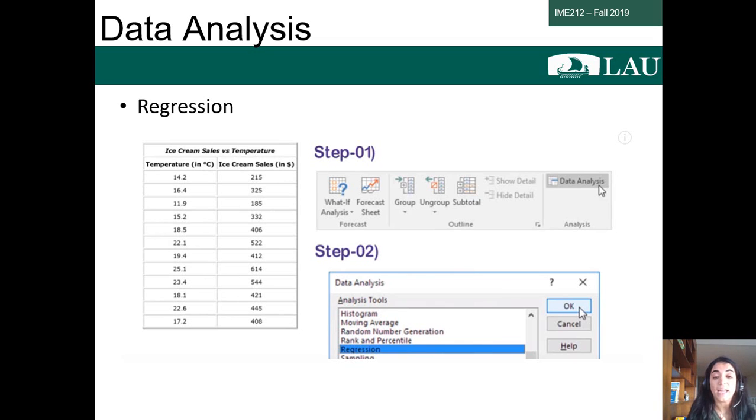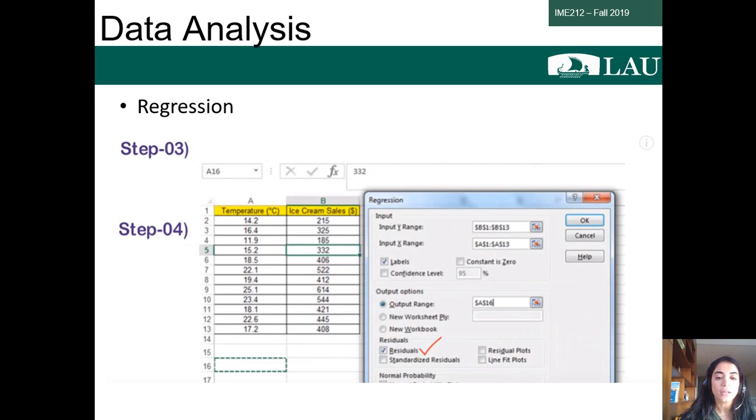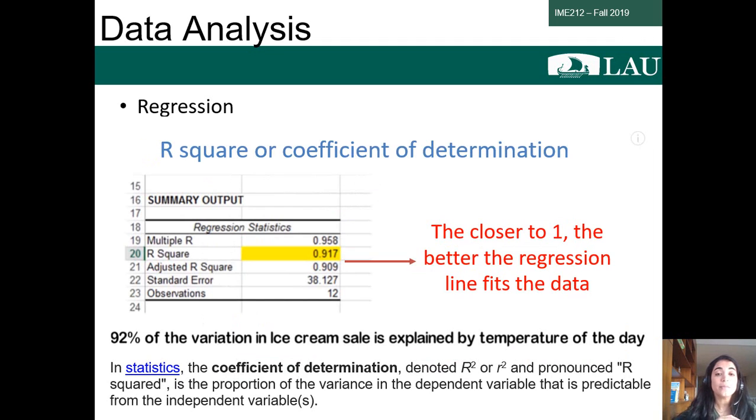So basically, I have first to select data analysis and then select regression. And then I have to indicate my input y and my input x. And remember guys, y here is the ice cream sales, and I'm going to find the equation of this y in terms of one x, which is here the temperature, and then I have to see the residuals. The most important parameter in these residuals in the regression type is r squared.